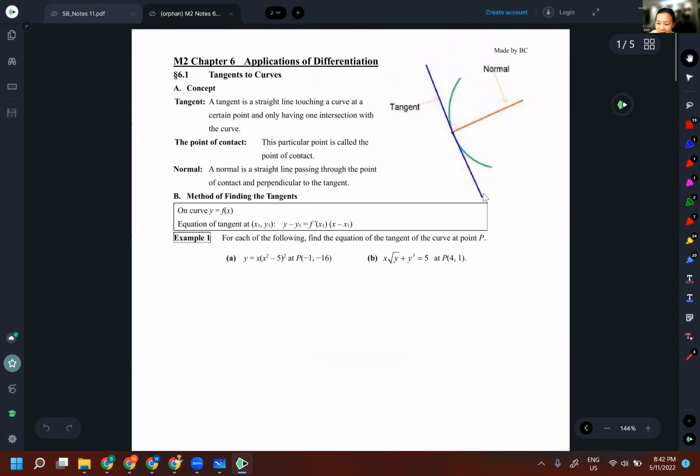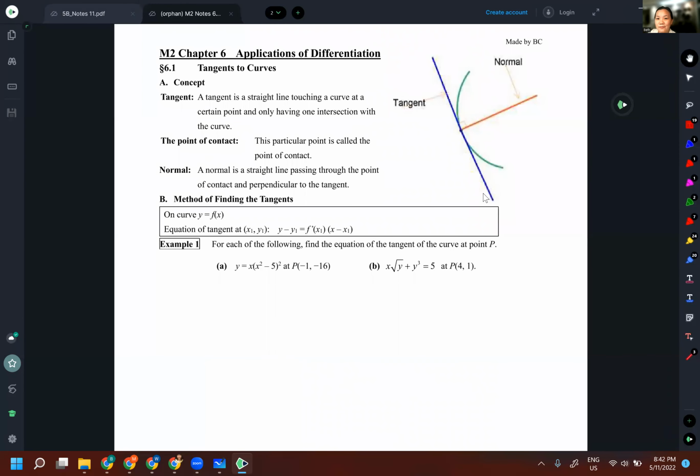Applications of differentiation. So we've learned differentiation, but what is differentiation for? So many different applications. This chapter is also very long. First application, geometric, used in geometry. Tangent to curves. I think because we learned tangent to circles, this concept I don't count as new. So I'll just mention these terms.